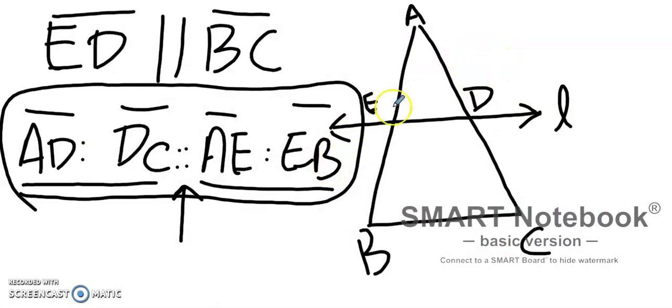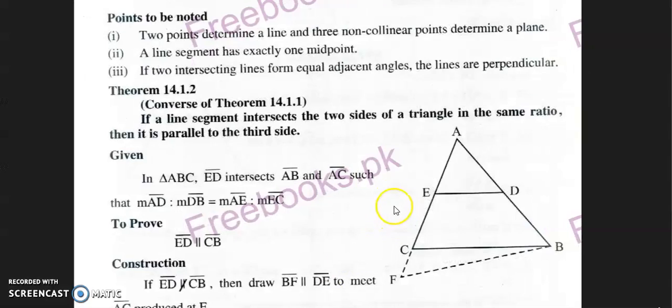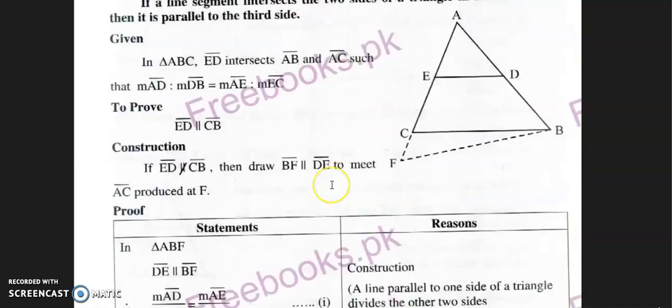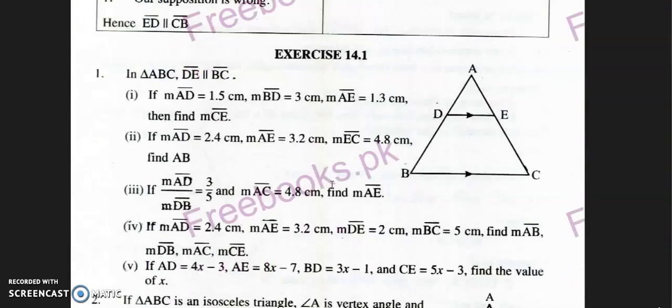If you look back in your first theorem, it was given that these two lines are parallel, then it divides them proportionally. Now he is saying if it divides, intersecting the two sides of a triangle in the same ratio, then it must be parallel to the third side. So these are the same things in the first theorem and in the second theorem, as they are converse of each other. Okay, now we can solve with the help of our first theorem.